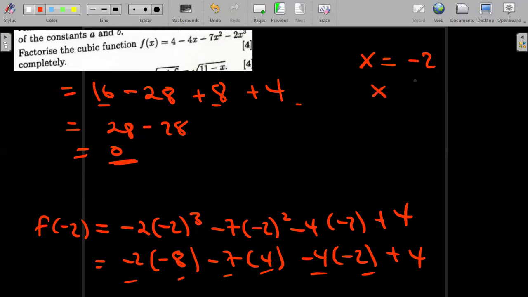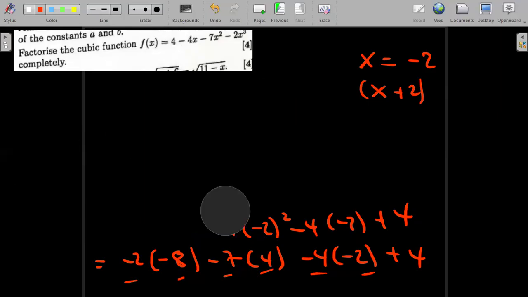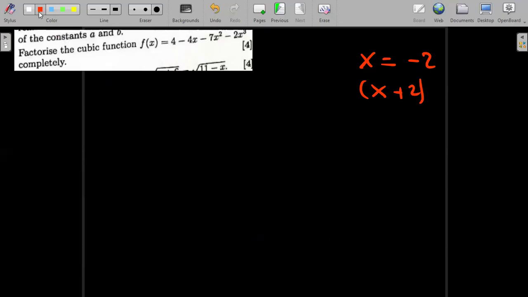So meaning the linear factor, taking x the other side, is going to be x plus 2. So this is going to be the linear factor. How do I work out from there? I'll use synthetic division. First of all, I'm dividing by that factor, negative 2. Then I get the coefficients of each term there. I'll arrange them starting from negative 2, then negative 7, negative 4, and 4.